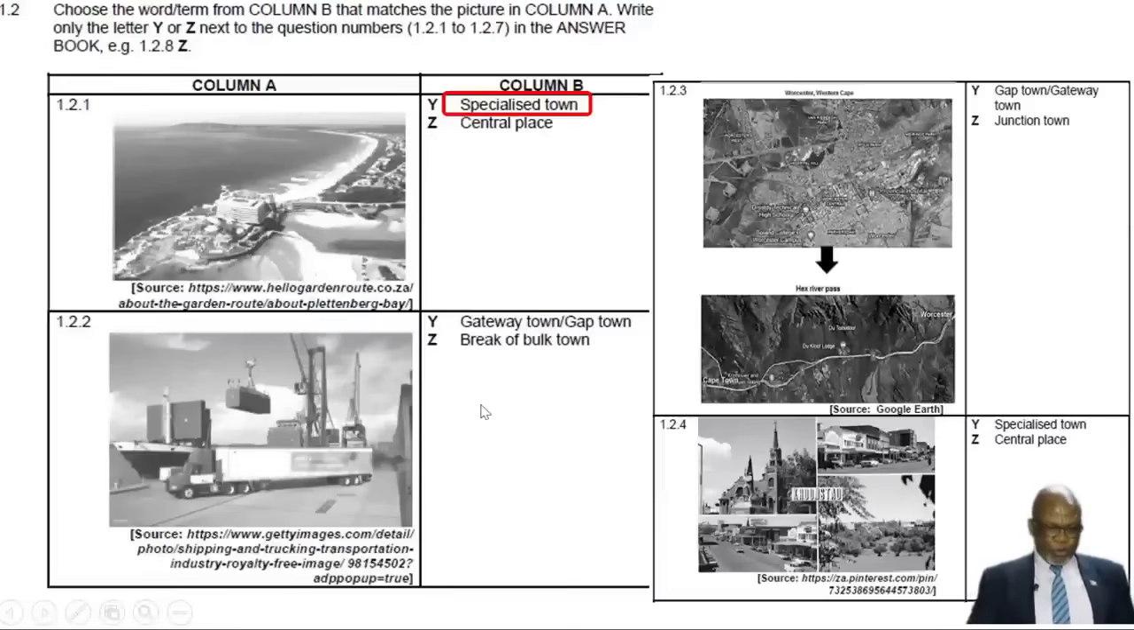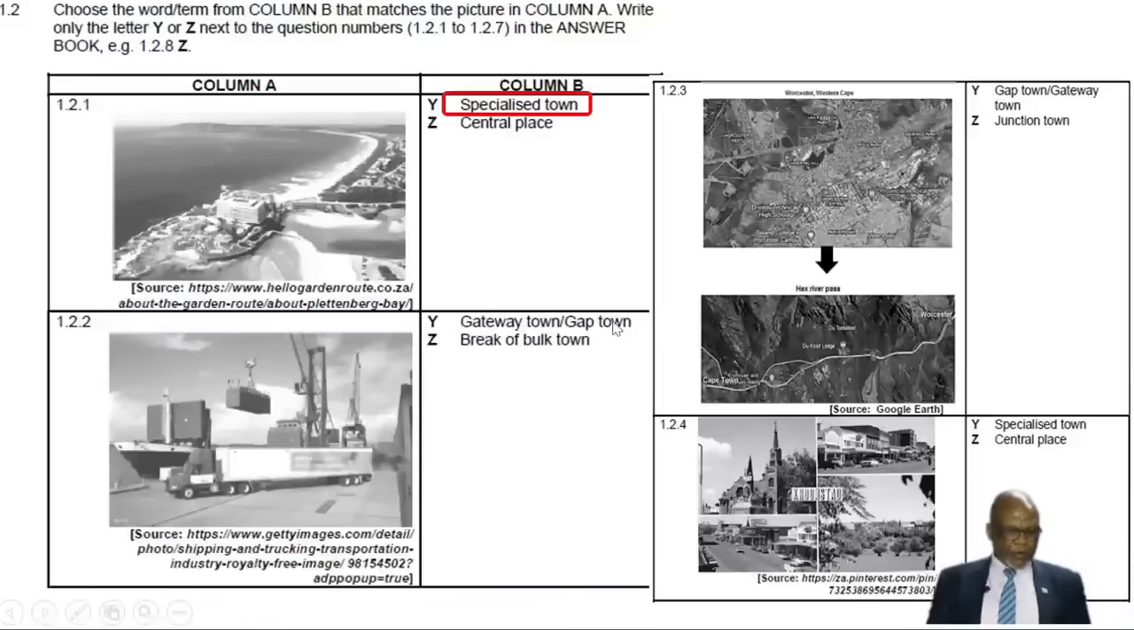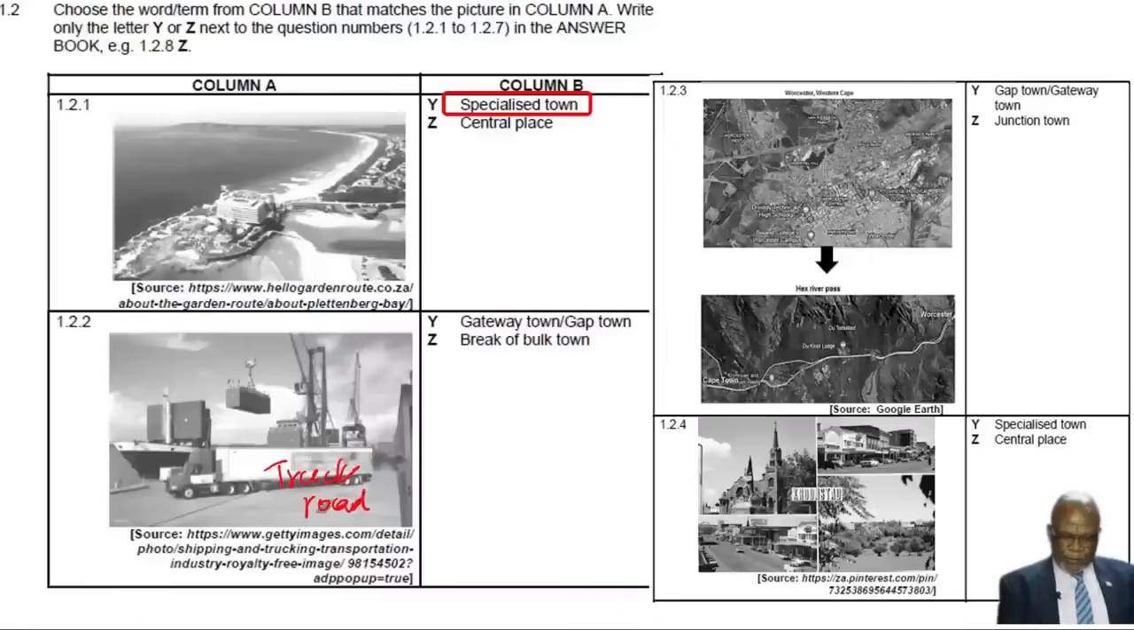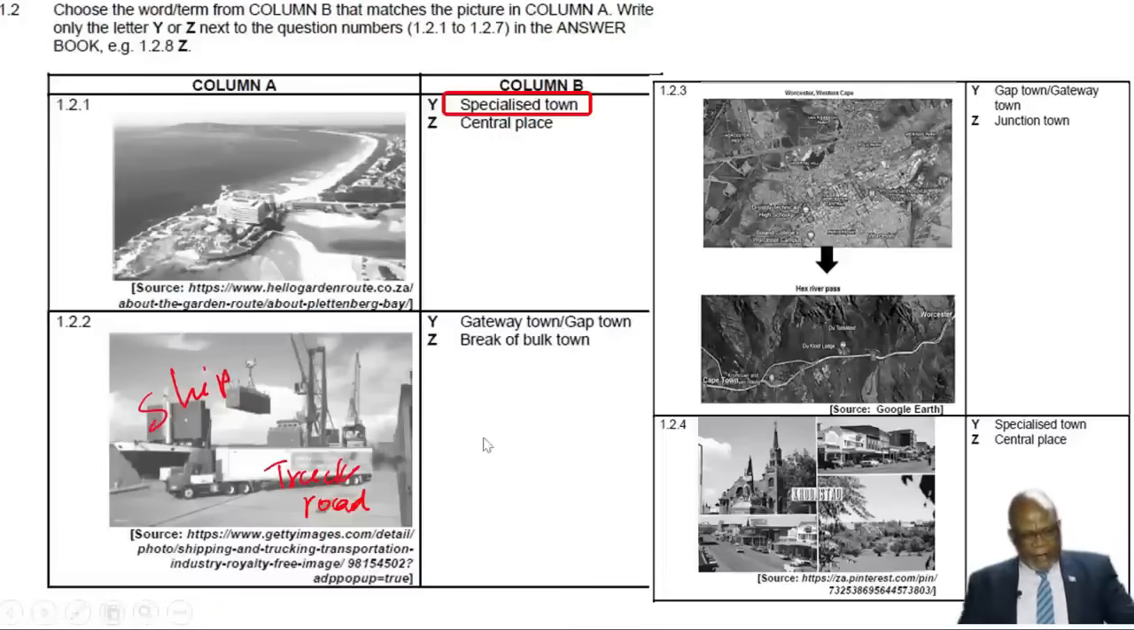And going to 1.2, here it says, what is the settlement here? Is it a gateway town, a gap town, or a break of bulk? I don't see any mountain here and I don't see any gap through the mountain. So number one, this cannot be a gap town. But what can I see here? I can see a truck here. A truck is road transport. And I can see there is a ship, a vessel. Now, this can be a break of bulk. Actually, it is a break of bulk.